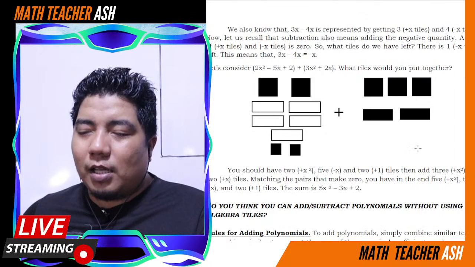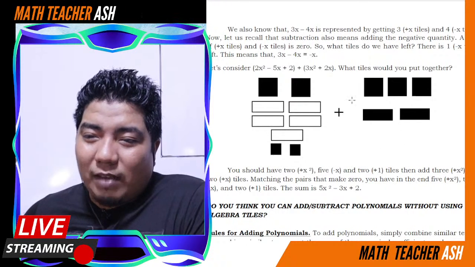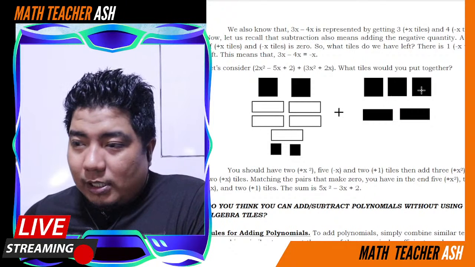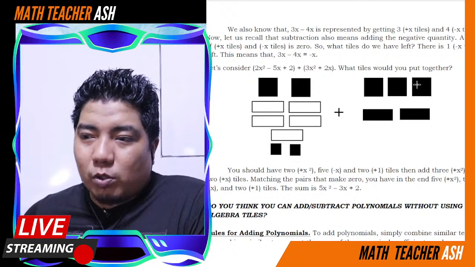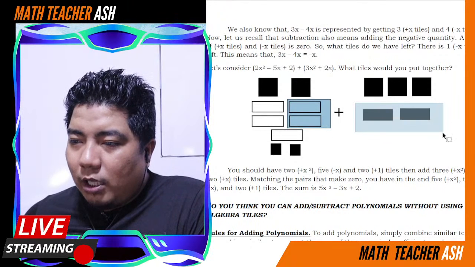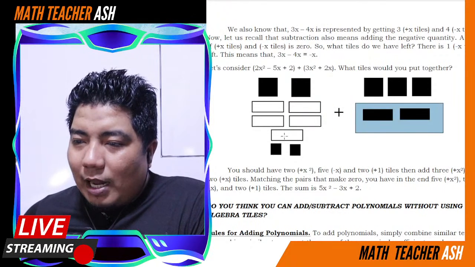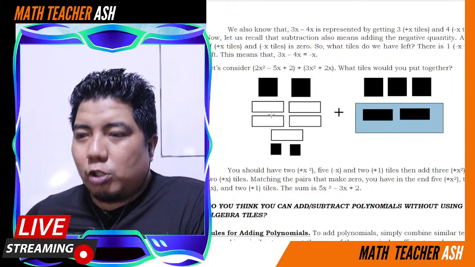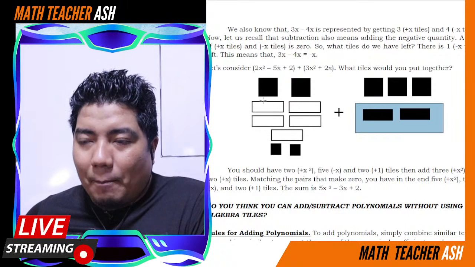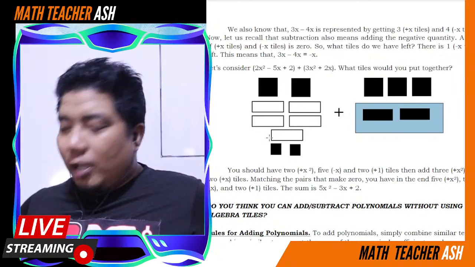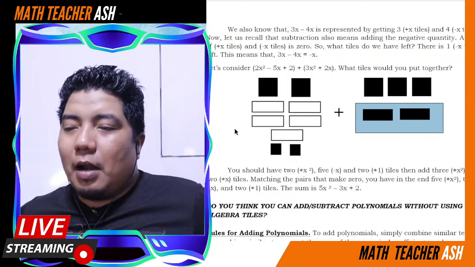So, ano kaya magiging sagot? So, based on this given, ang sagot dito ay 5x squared because this is represented by x squared. 5x squared. At dahil hindi sila magkapareho ng kulay, ipapares mo ang dalawang ito. Okay, ito dito. Ipapares mo dito. So, ang matitira, 3 na lang dito. Okay? So, 5x squared minus. Bakit minus? Kasi puti ang natira. Minus 3x plus 2. Okay? So, ganun lang kadali, my dear math learners.